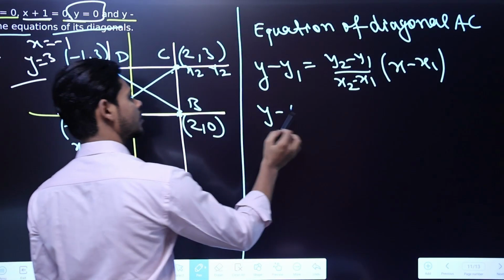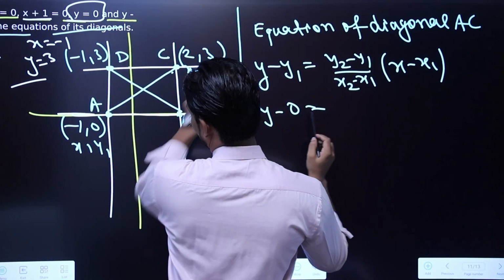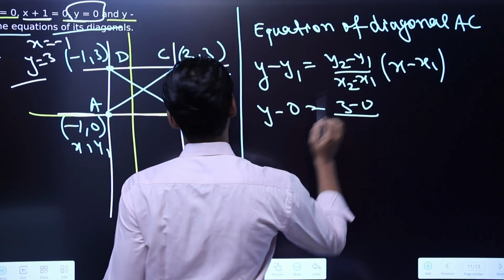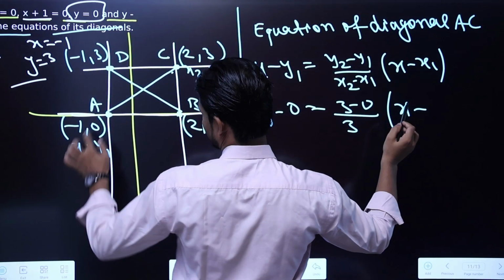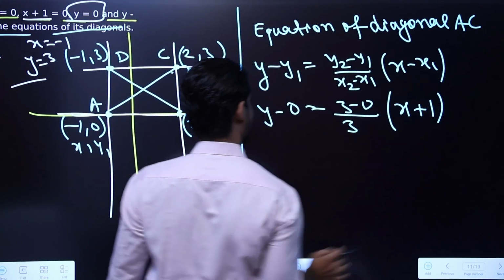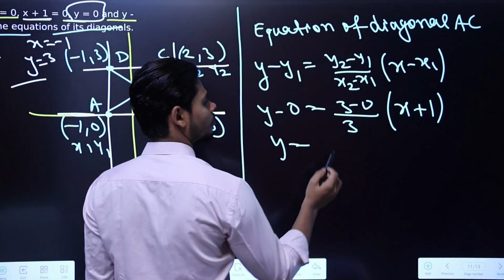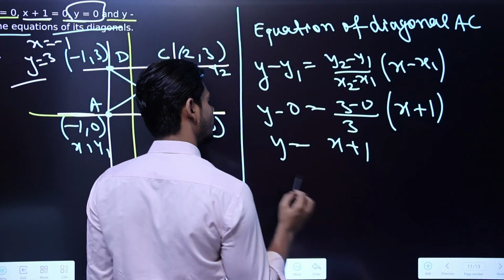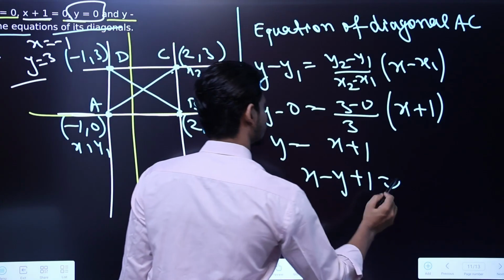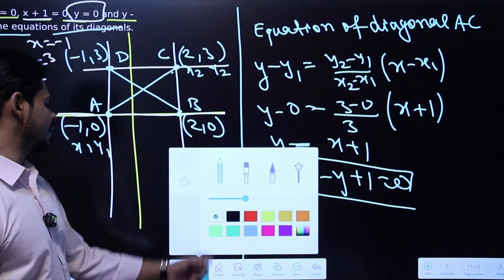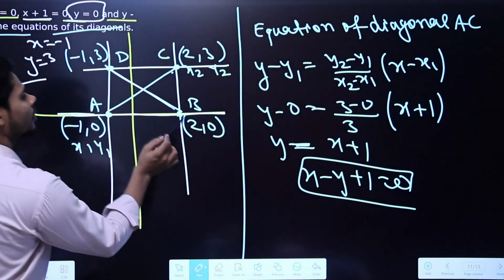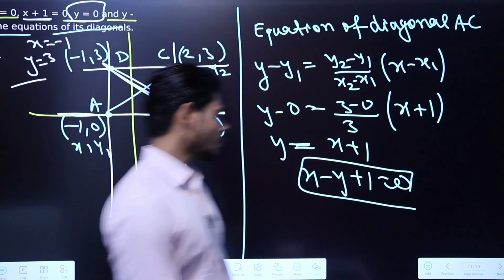Y minus y1, which is 0, is equal to y2 minus y1, 3 minus 0, over x2 minus x1, 2 minus minus 1, so it will become 3. Then x minus x1, where x1 is minus 1, so it will become plus 1. So y is equal to, this will become 1, and it is x plus 1. So x minus y plus 1 equal to 0 will be the equation of the diagonal AC. In exactly the same way, you can find the diagonal BD, right?